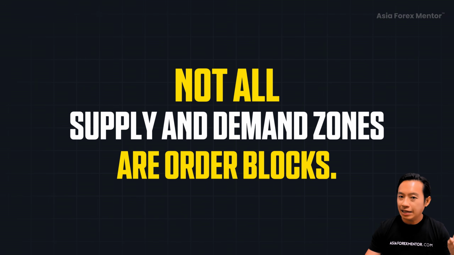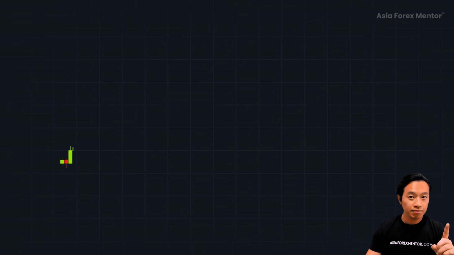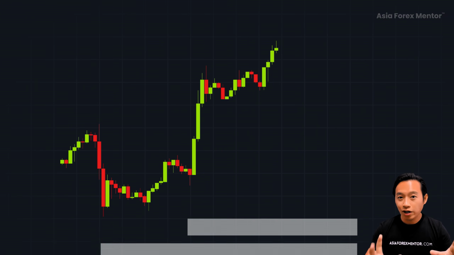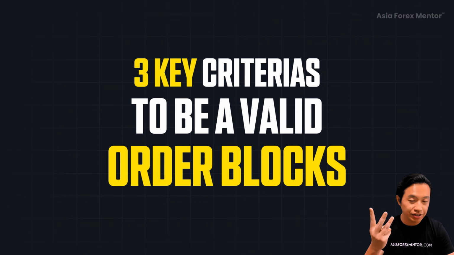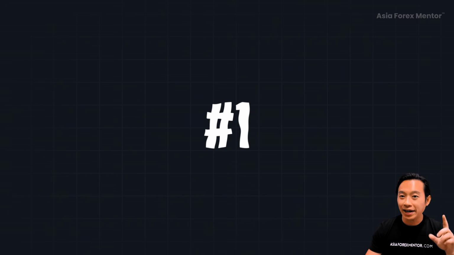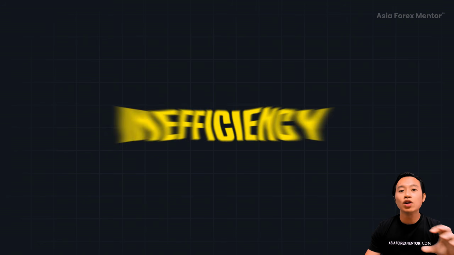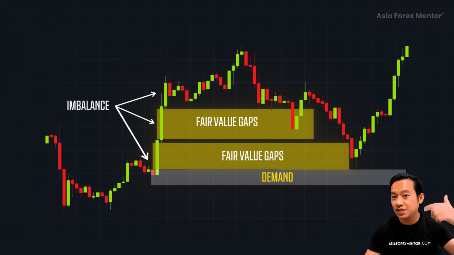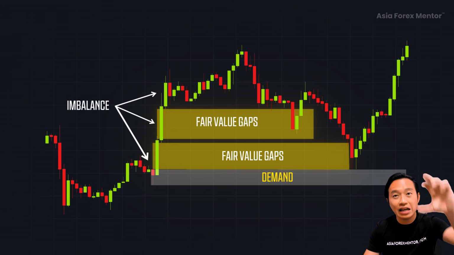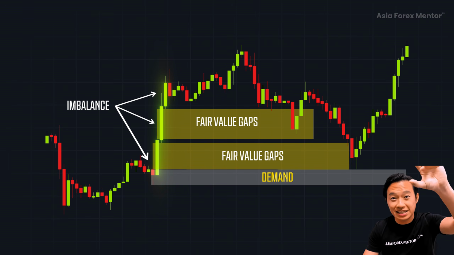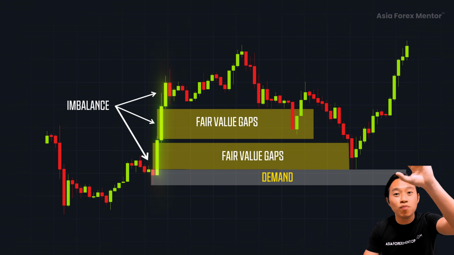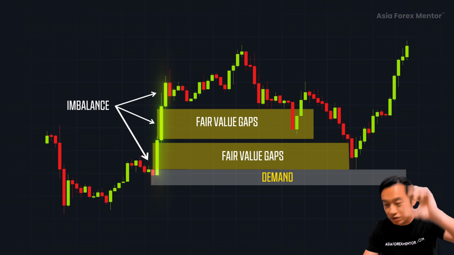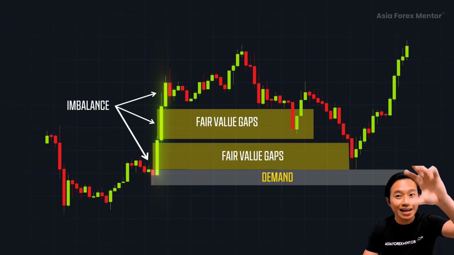Not all supply and demand zones are order blocks, right? If you remember, that's what we said. Order blocks are special zones where the smart money makes all these major moves, and they must meet the 3 key criteria to be a valid order block. Number 1, inefficiency, right? We want to look for fair value gaps that signal imbalances caused by this large movement, the large orders. So in order for it to be a good valid order block, you want to see big bars, right? Or big movements, signaling a big imbalance, right?